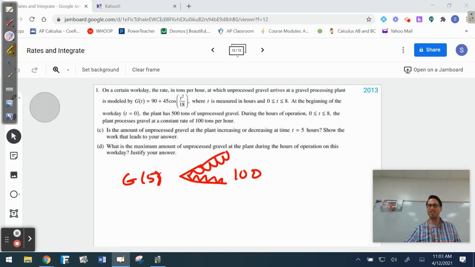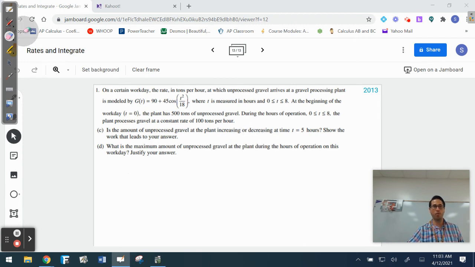All right, and that's considered by far the toughest part of these 4 questions. The most important part is the last one because it's worth 3 points. It's asking me for a max of unprocessed gravel. So I'm going to call this U, unprocessed gravel, so let's call it U of T. Do I have anything to start? I got 500 tons to start out.